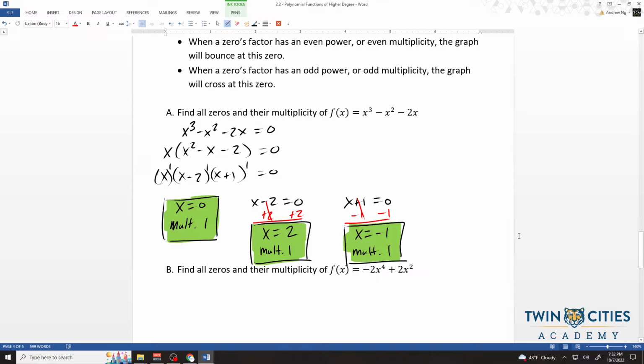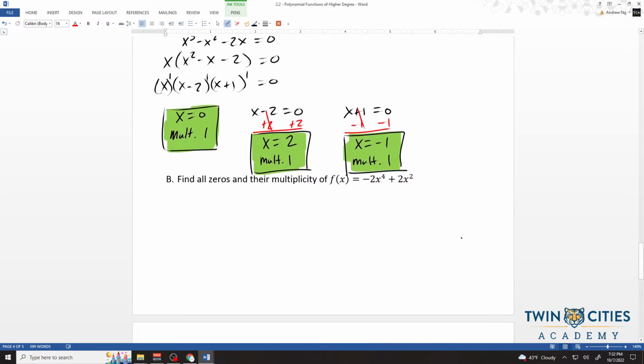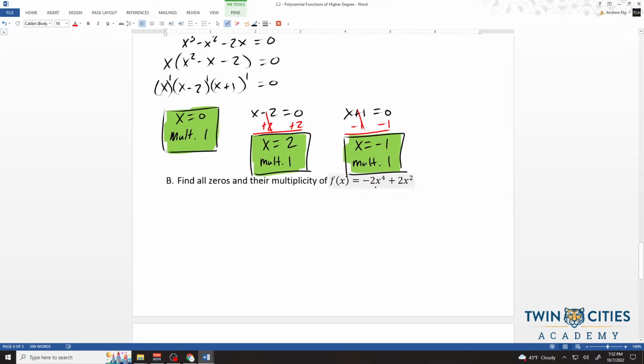Okay, let's do another one where maybe not everything has a multiplicity of 1. Let's find all the zeros and their multiplicity of f of x equals negative 2x to the fourth plus 2x squared. Again, I'm finding zeros, so this is when this is going to hit the x-axis, y equals 0 then. So I'm going to just set this equal to 0. Negative 2x to the fourth plus 2x squared is equal to 0.